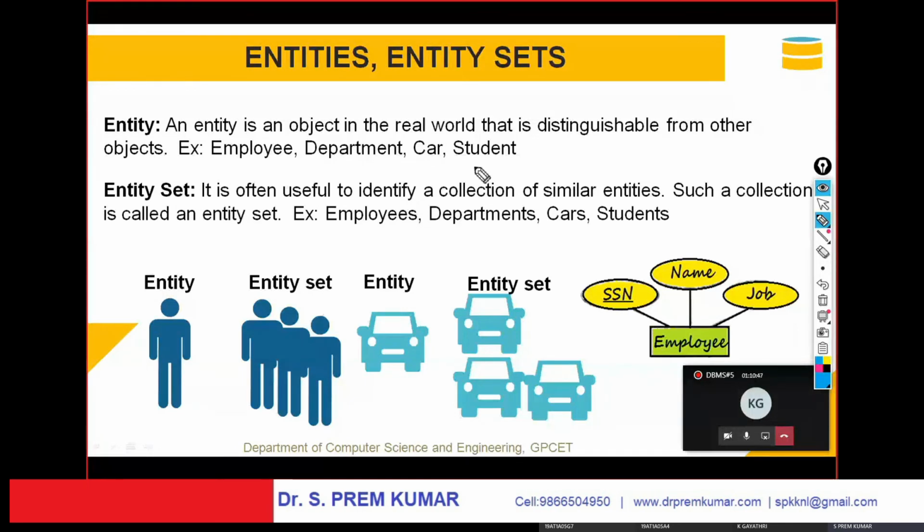Concrete entities are those entities which have a definite shape and structure, and those which don't have a proper definition, shape and structure are called abstract entities. For example, if I say house, you can touch it. If I say chair, you can touch it. You have a proper definition of chair. Those are all called concrete entities.